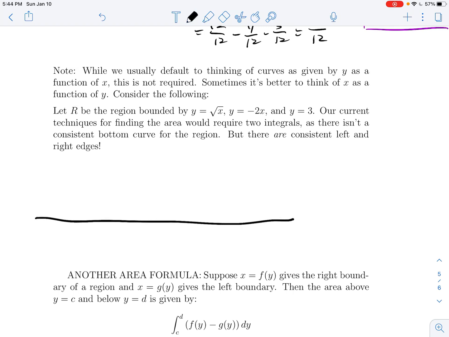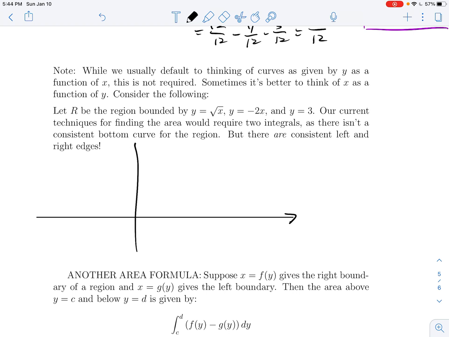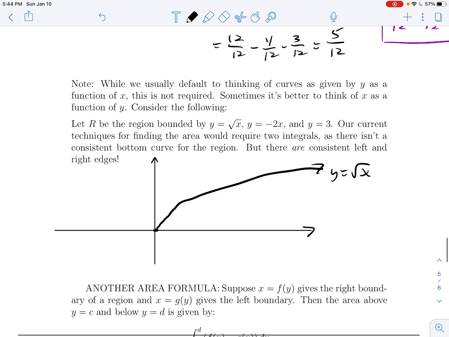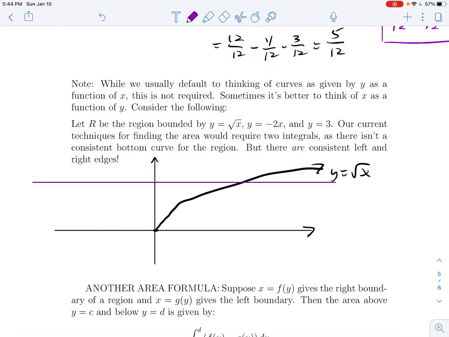So let me attempt to draw a quick picture here, at least a schematic. So y equals root x looks like so, more or less. y equals 3 is a horizontal line, something like so.